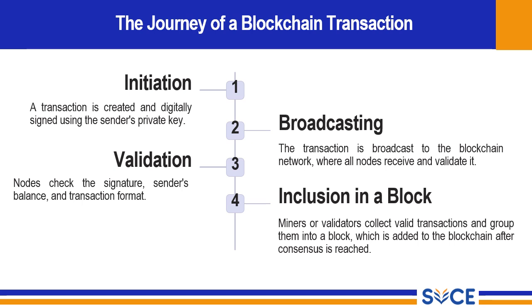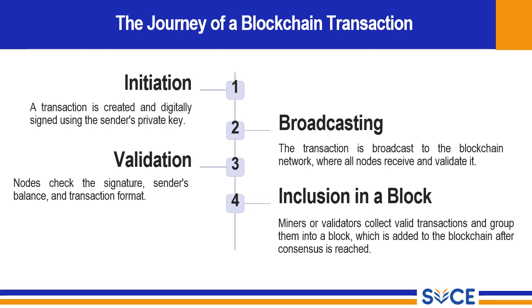Now, the transaction is not confirmed yet. It needs to be broadcast to the blockchain network. The transaction is sent to multiple nodes in the network. Each node gets a copy of the transaction and checks if it is legitimate. This ensures that no one can secretly modify or delete the transaction. For example, Alice's transaction is sent to thousands of Bitcoin nodes worldwide.